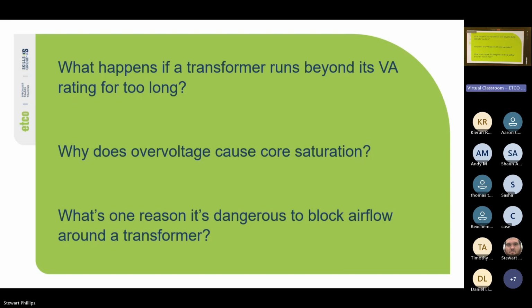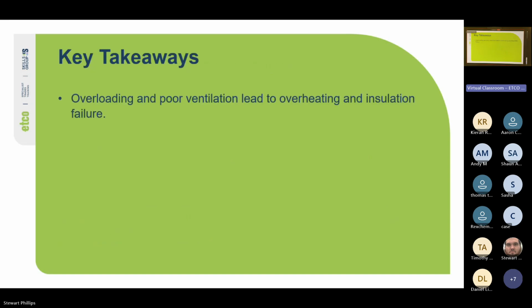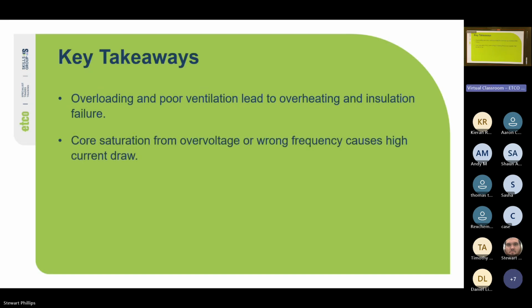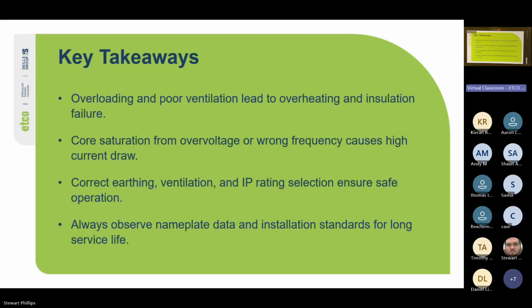Cool. So some key points to get down before we move on from this part. Overloading and poor ventilation lead to overheating and insulation failure. Core saturation from overvoltage or wrong frequency causes high current draw. And correct earthing, ventilation, and IP selection ensure safe operation. And we must always observe nameplate data and installation standards for long service life.